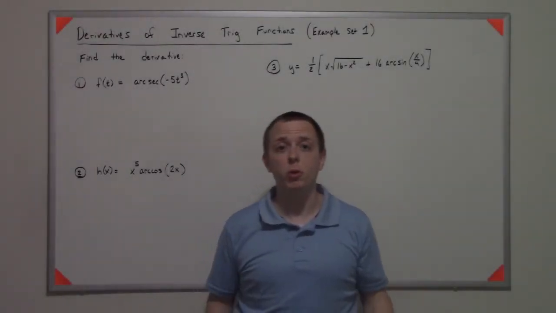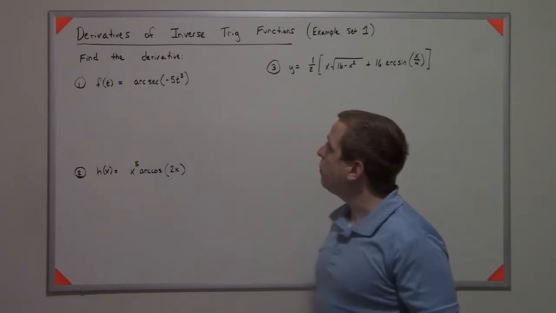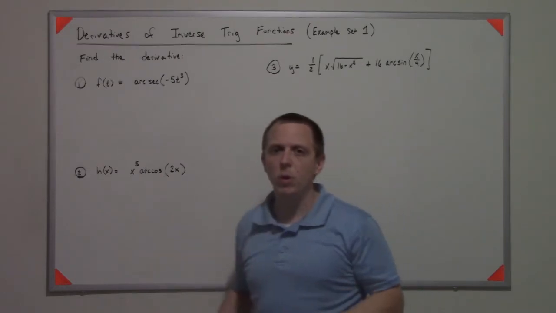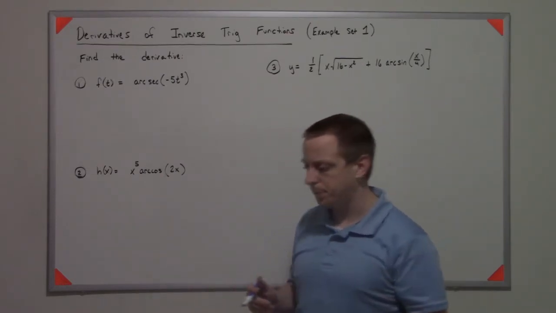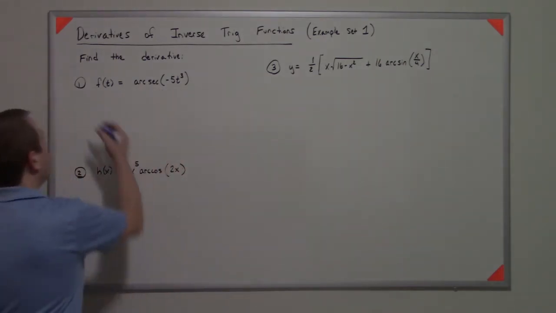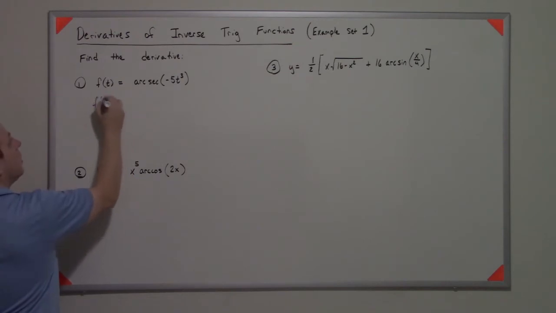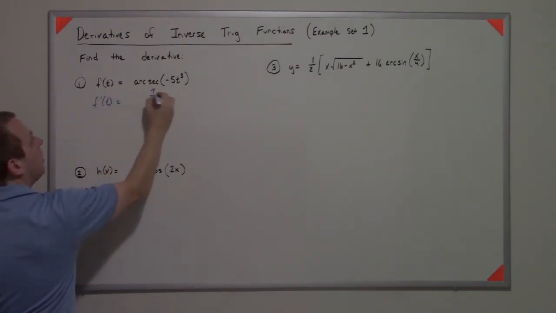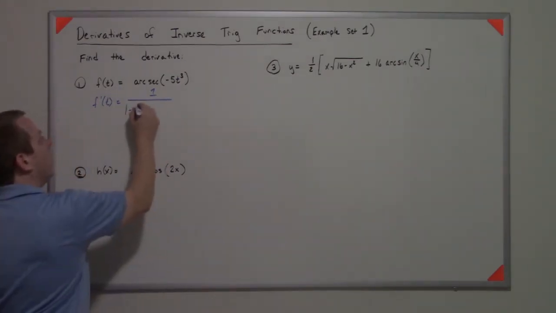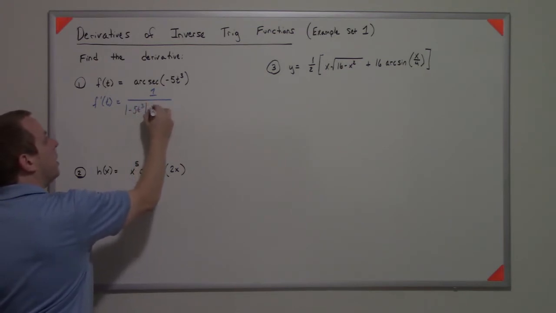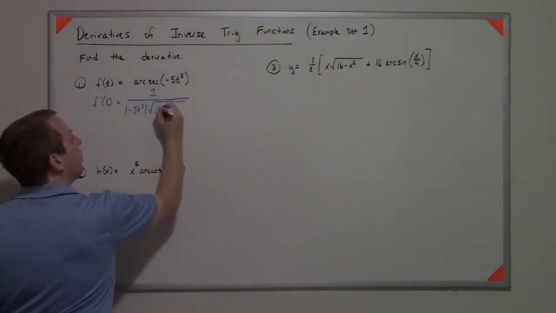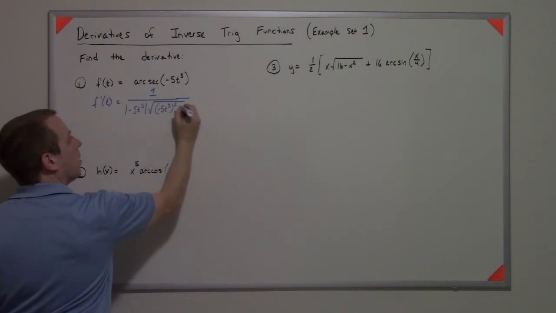Let's take some derivatives of inverse trig functions. The first one is f of t is equal to arc secant of negative 5t cubed. What I remember is that the derivative of the arc secant of some arbitrary argument is, let's see, f prime is 1 over the absolute value of negative 5t cubed times the square root of negative 5t cubed squared minus 1.